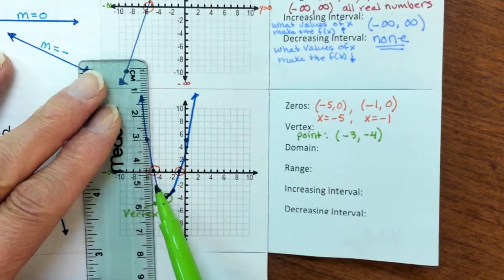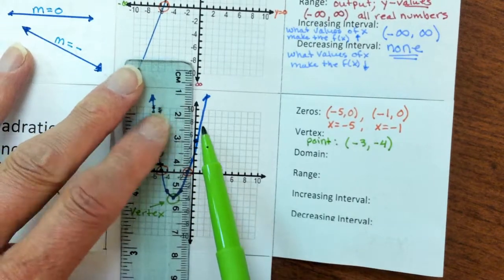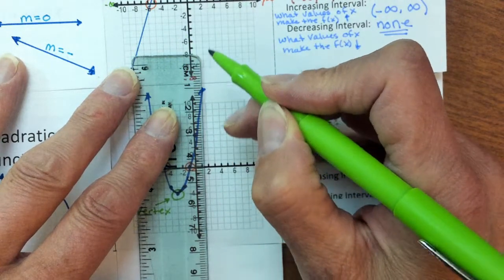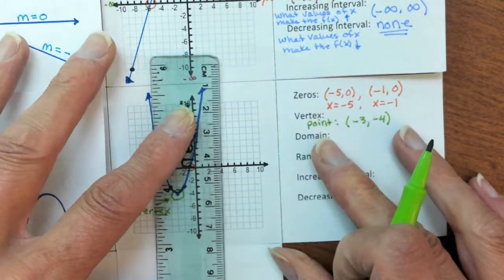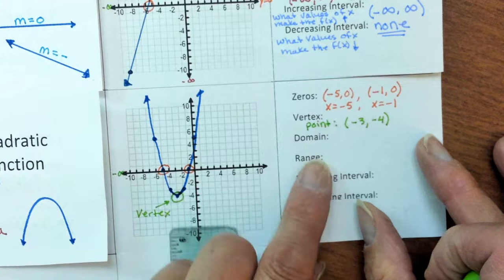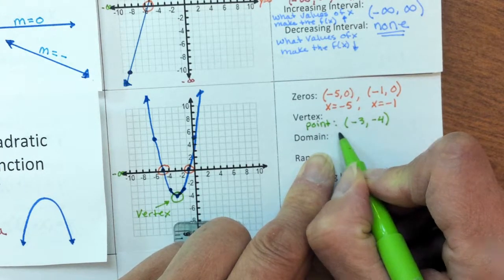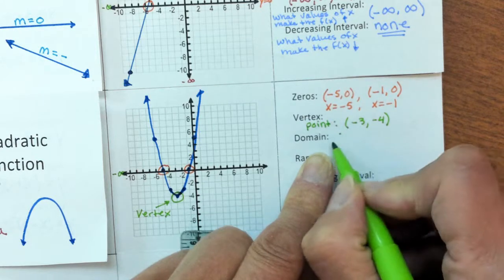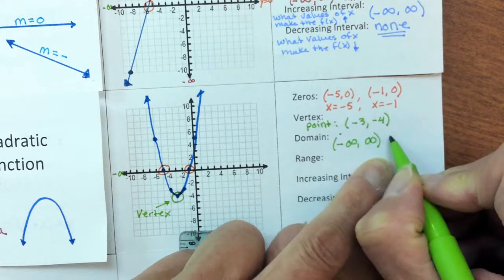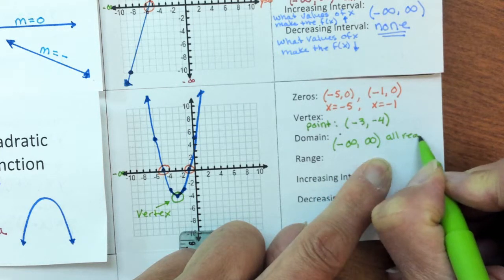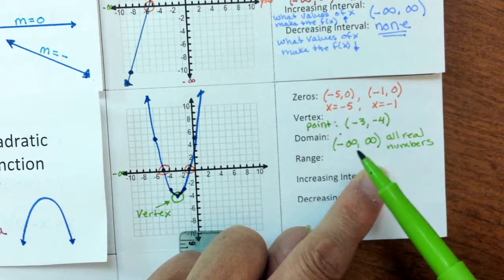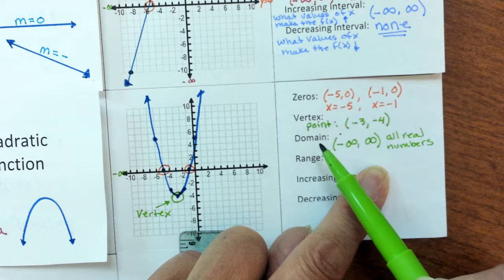Notice it's touching the function, touching the function, touching the function. It doesn't stop there. It keeps going because this function keeps going up. So that means that I keep having x values. So that means my domain is from -infinity to +infinity. That is also all real numbers. So for a quadratic, this will always be true for domain.